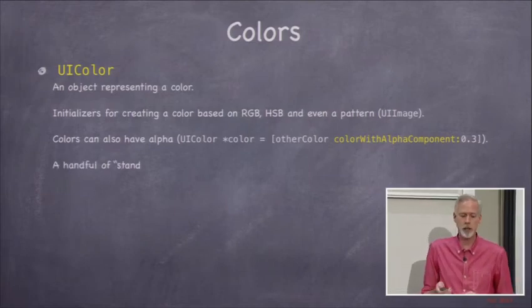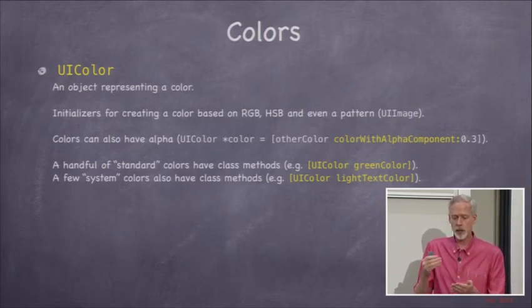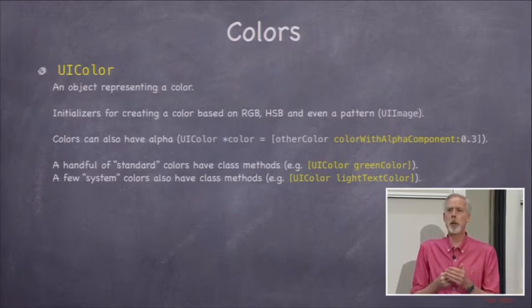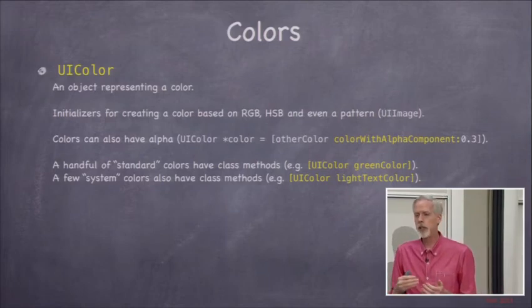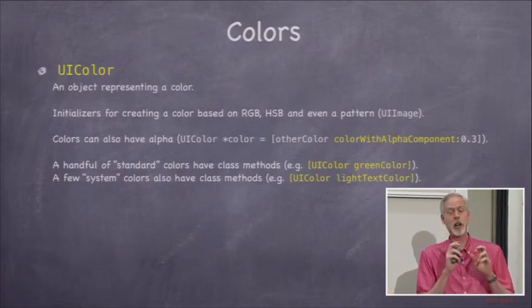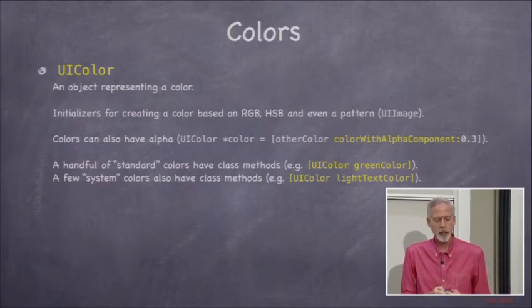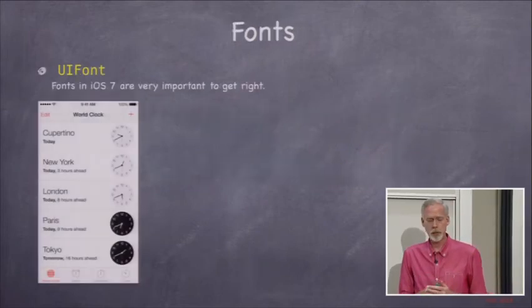So colors are really cool. There's a handful of kind of standard colors, the green color, red color, purple color, whatever. You can look in its documentation to find those. They're just class methods. There's also a few methods in there like the light text color, which is the shade of gray for light text, disabled text, or whatever. So you can look at all that. Okay, so colors are simple.